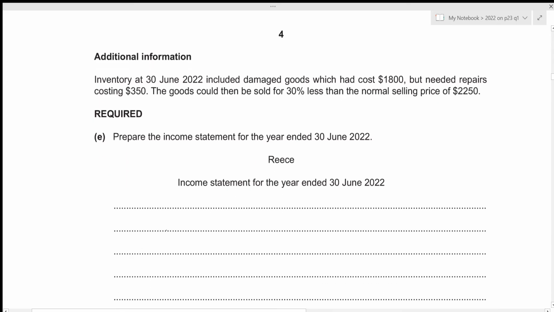We are given additional information. Inventory at 30 June 2022 included damaged goods which had cost 1800 but needed repairs costing 350. The goods could then be sold for 30% less than the normal selling price of 2250. Alright, let's process this information. We have the previous selling price of 2250, but the new selling price will be 30% less than that. So the selling price is going to be the previous selling price of 2250 times 30% less. So that's 1 minus 30%, which we can write down as 0.30.